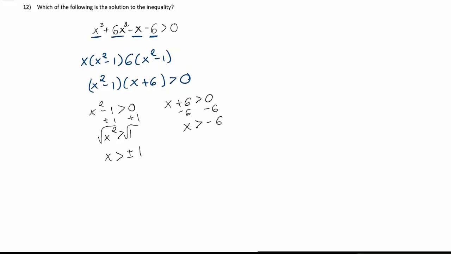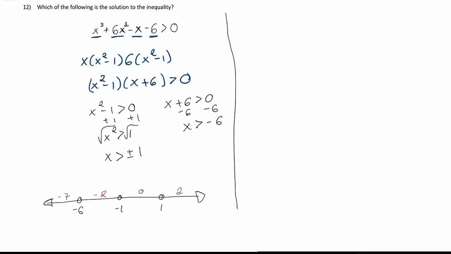Now that we have the values for x, we'll look to our chart, and we will pick some passing points so we can see if the interval holds the inequality. So in here, we're going to pick negative 7, negative 2, 0, and 2. Now let's start by testing x equals negative 7.